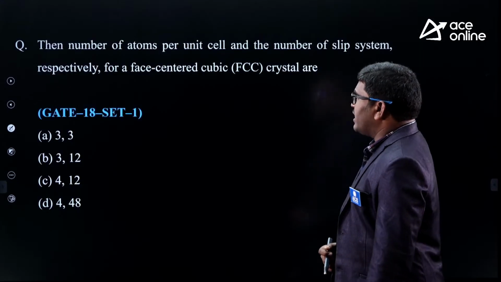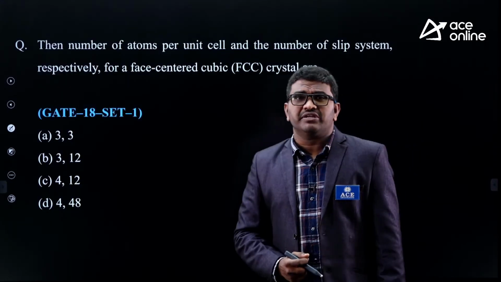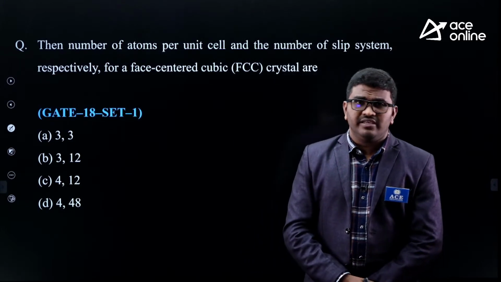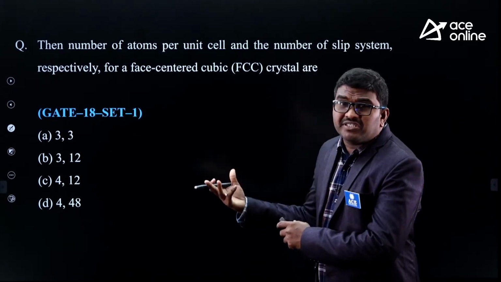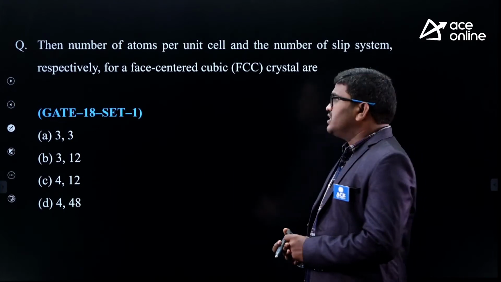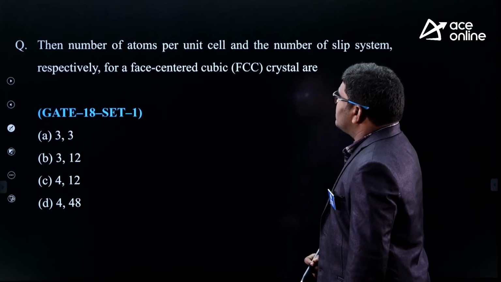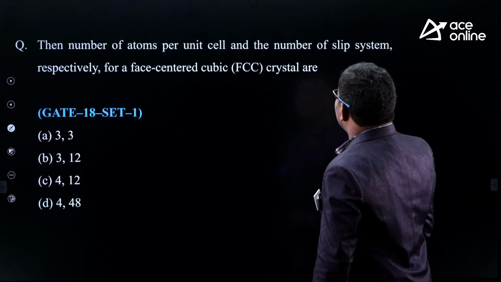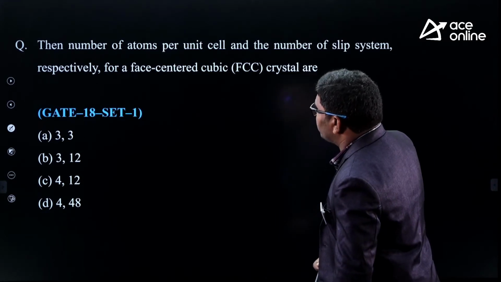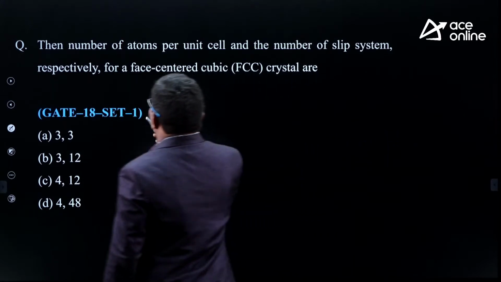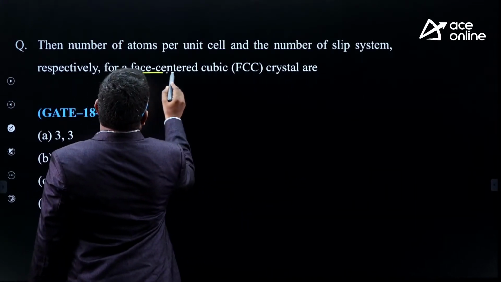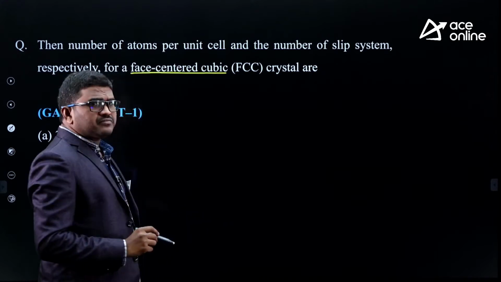Now let us see some of the previous year questions of GATE mechanical. See here what type of questions they are asking, the standard of questions. This is GATE 2018 set 1. The number of atoms per unit cell and the number of slip systems respectively of a face-centered cubic structure. Now see here, this is a face-centered cubic structure.